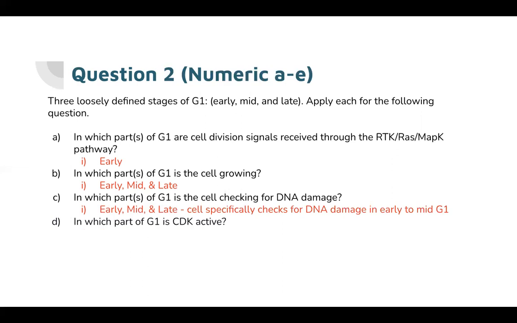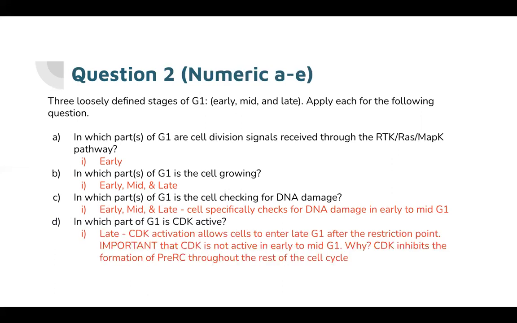All right, question D. In which part of G1 is CDK active, right? So this would be late, right? Remember, CDK activation allows the cells to enter late G1 after the restriction point. And a side note here, remember, it's important that CDK is not active in early to mid G1. Why, might you ask? Because CDK inhibits the formation of the pre-RC throughout the rest of the cell cycle.